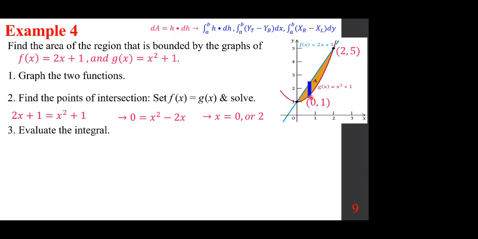The height is y of the top minus y of the bottom, and the width is dx. So what is y of the top? Y of the top is the line, 2x plus 1. Y of the bottom is the curve, x squared plus 1. And don't forget the dx at the end here, class. We have a dx. I can't emphasize this enough. We have a dx, everybody.